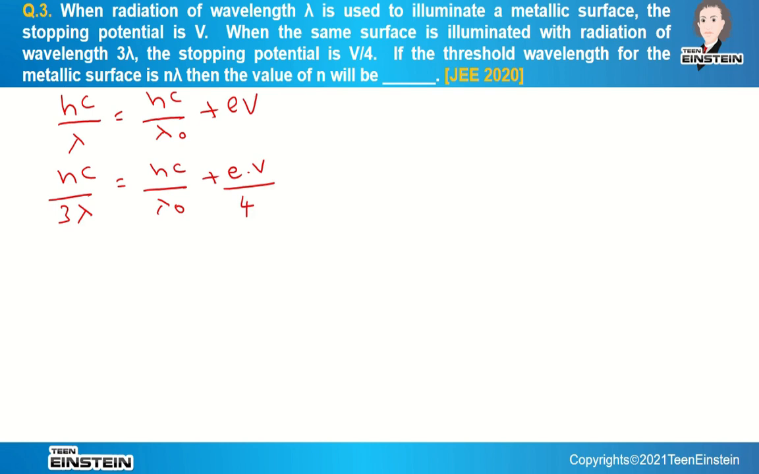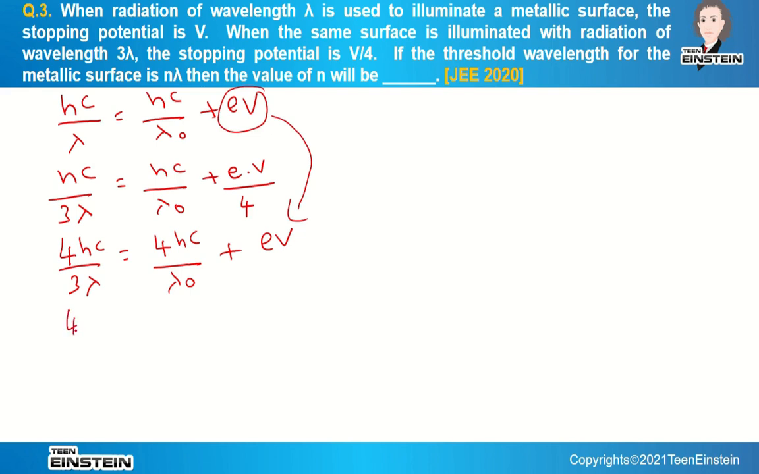So this will become V into V by 4. So you're going to multiply 4 on both sides. What you will be getting is 4 Hc by 3 lambda equal to 4 Hc by lambda naught plus Ev. Okay, so you're going to substitute that Ev value here. So from this you will be taking the Ev value and you are going to substitute here.